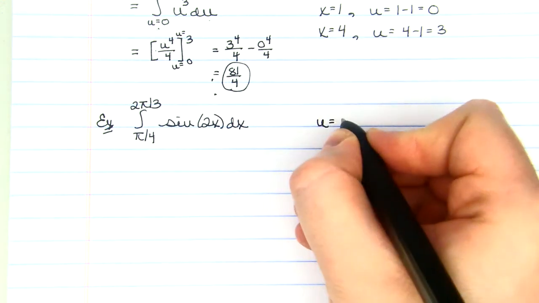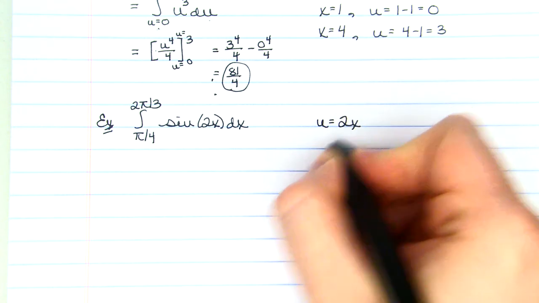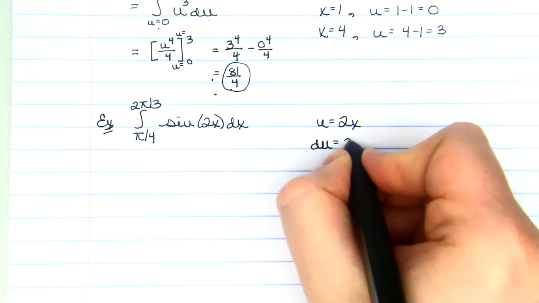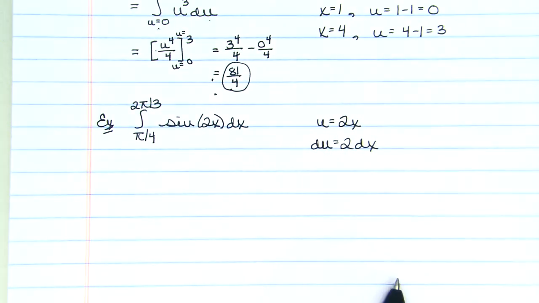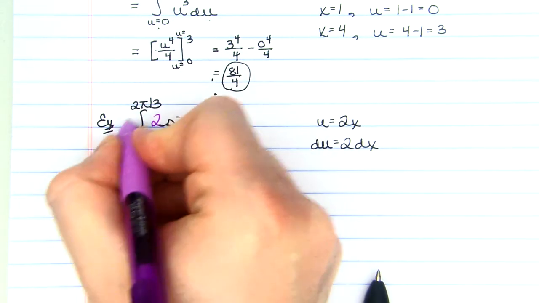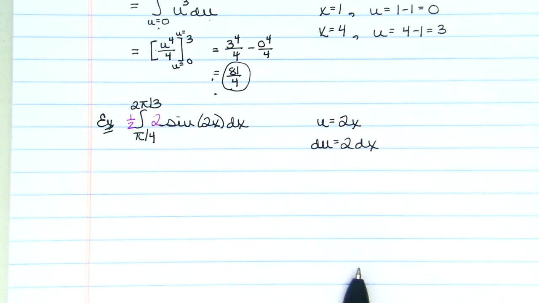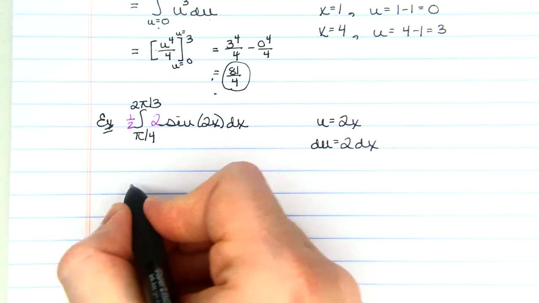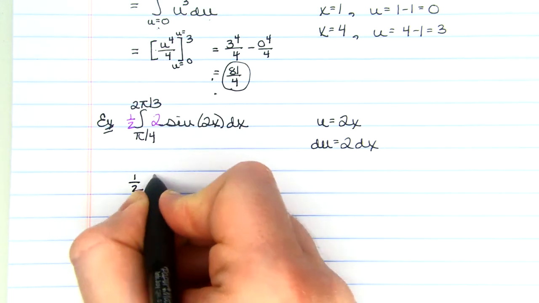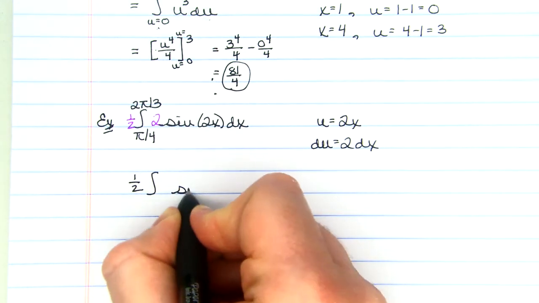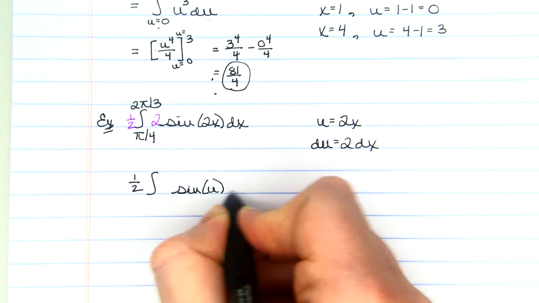So u is my inside function. U is going to be 2x. Du is going to be 2 dx. Oh, I need that, so I'm going to stick a 2 inside and a 1/2 outside. And this is now going to become a half times the integral of the sine of u du.